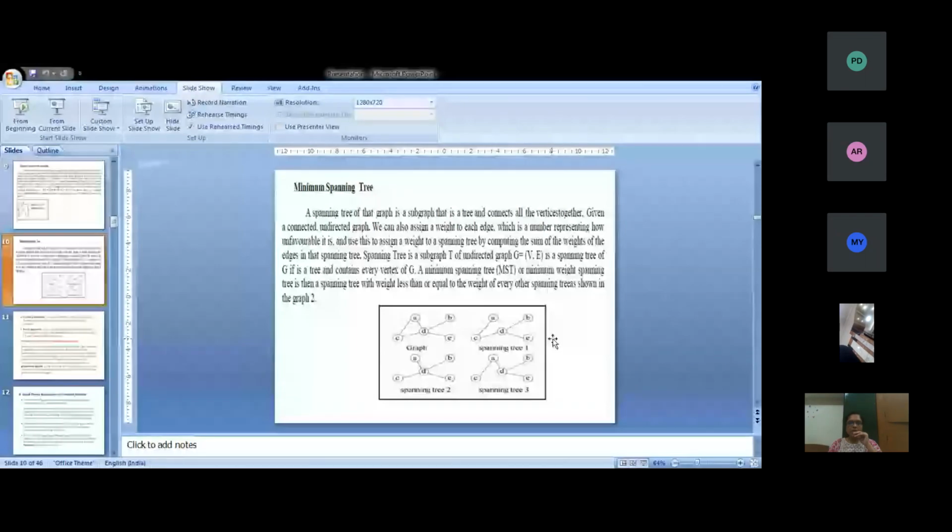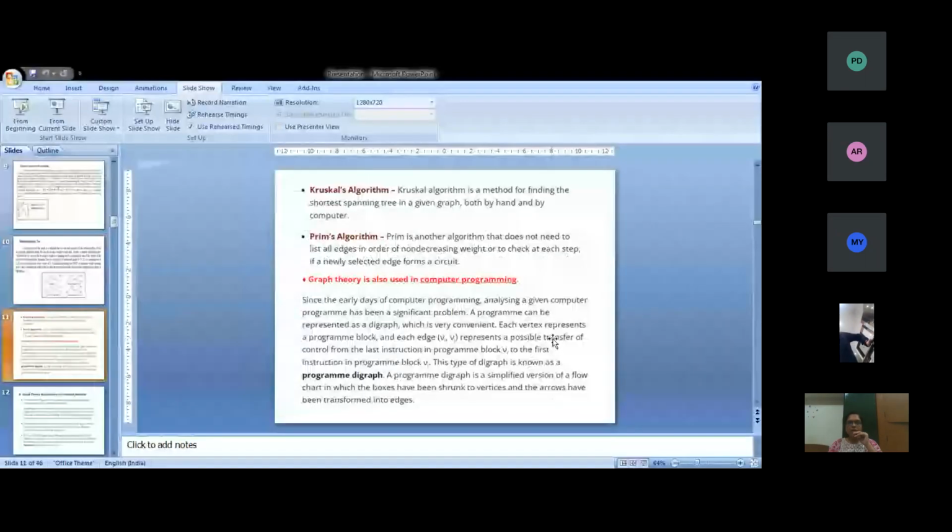So again, the Kruskal's algorithm. It is a method for finding the shortest spanning tree in the given graph, both by hand and by computer. So you can work it out on paper, or we can work it out on the computer also. We have all the software for this, and we can find the shortest path.